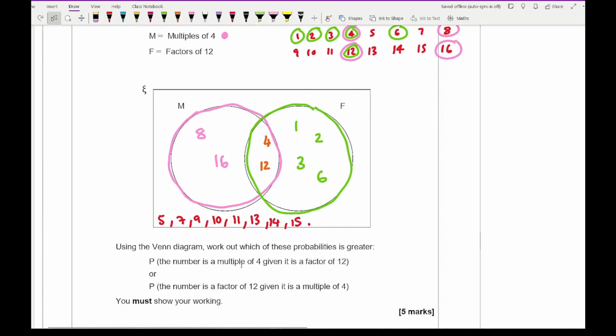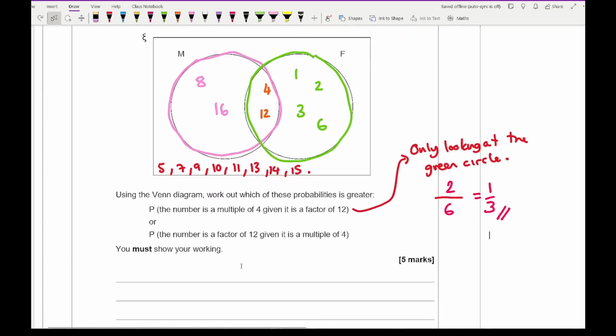Now, from this, it then says, work out the probability that the number is a multiple of 4, given that it's a factor of 12. So basically, we're only looking at the green circle, the factors. So we're going to be over, not 12, because that's the factor. How many numbers are there in the green circle? Well, there are 6 numbers altogether, and how many of them are multiples of 4? That's 2, so it's going to be a third.